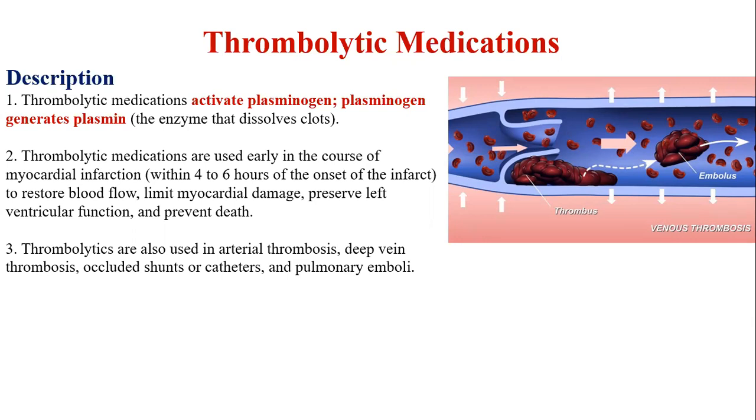Thrombolytics are also used in arterial thrombosis, deep vein thrombosis, occluded shunt or catheter, or pulmonary embolism. So you see, this is the picture. This is the thrombus formation, right? Blood is going here, and this is the thrombus, venous thrombosis. So if you want to prevent it, we use thrombolytic medication, or we use antiplatelet medication.